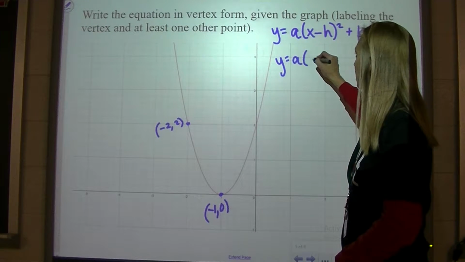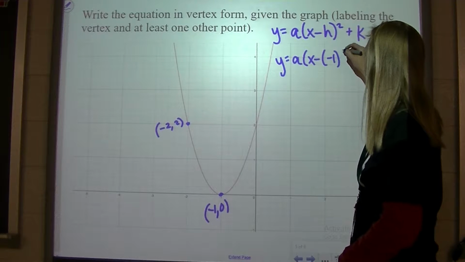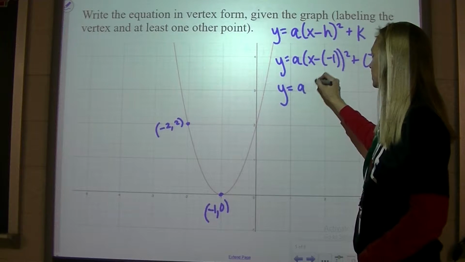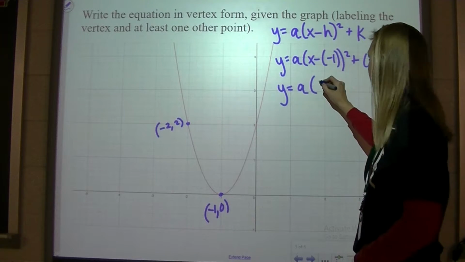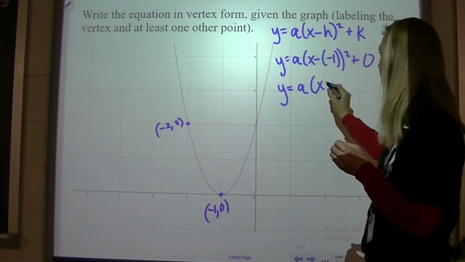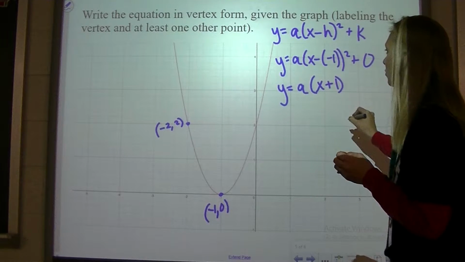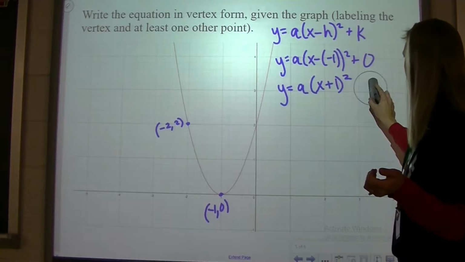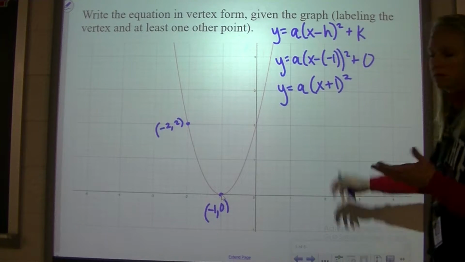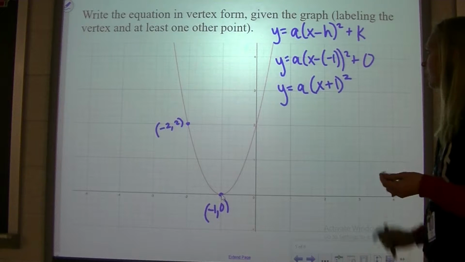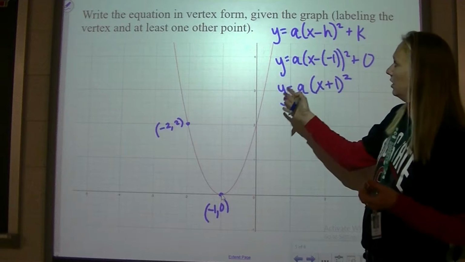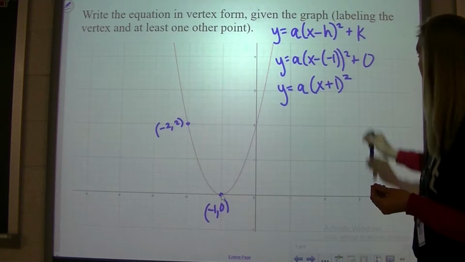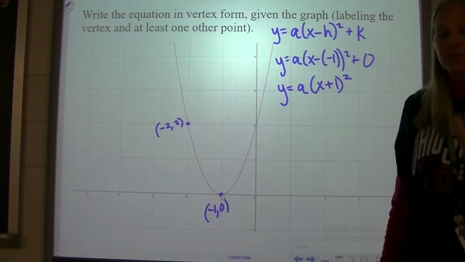So we'll have y equals a times x minus -1 squared plus 0. Now when we simplify this, a minus a negative, remember because we have to simplify what's inside the parentheses first, following our order of operations, will be x plus 1 squared, and then plus 0 we can just get rid of, because it's add nothing. Alright, so now I have a little bit simpler equation because I don't have 5 unknown variables, I only have 3 unknown.